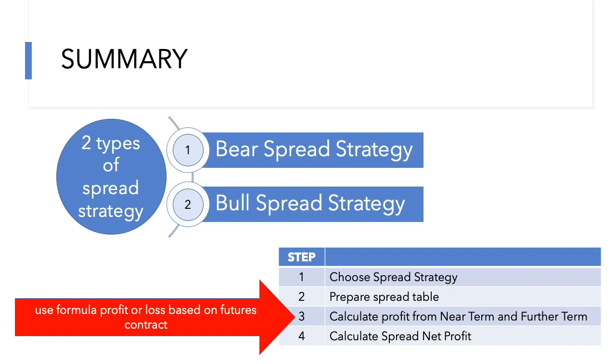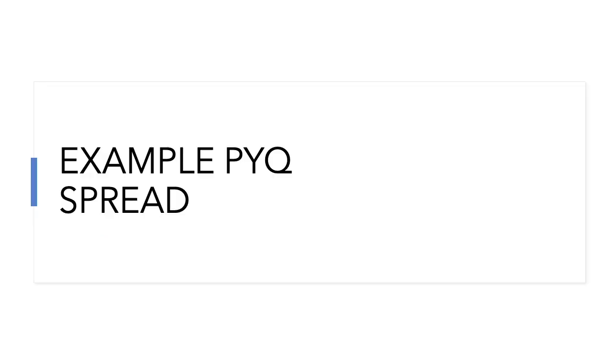For spread, we have only 4 steps. The first one, you choose your spread strategy. Second, prepare the spread table. The third step is the most important step: you need to calculate the profit for each futures contract that you use in your spread strategy. So step number 3, you need to change it based on the futures contract. If you answer for the FCPO contract, then you use the profit and loss formula for FCPO futures. If you answer for FKB3, then you need to change it based on the FKB3 formula. And the last step, you calculate the spread net profit.